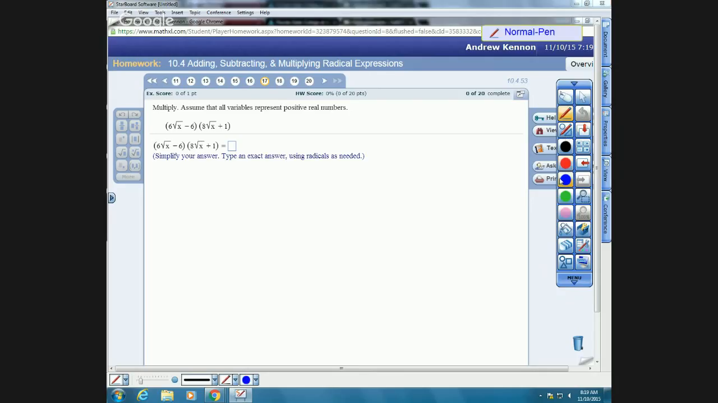All right, so here again it's FOIL. So 6 square roots of x times 8 square roots of x becomes what? 6 times 8 on the outside. Let me rewrite this. I need this bigger anyways. 6 square roots of x minus 6, 8 square roots of x plus 1. All right, so 6 square roots of x times 8 square roots of x.